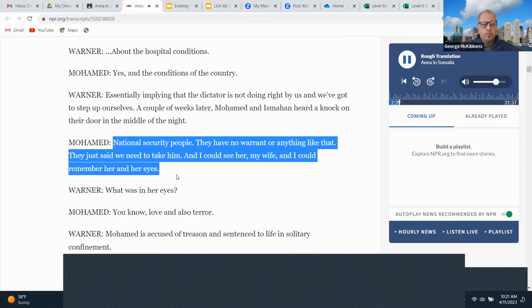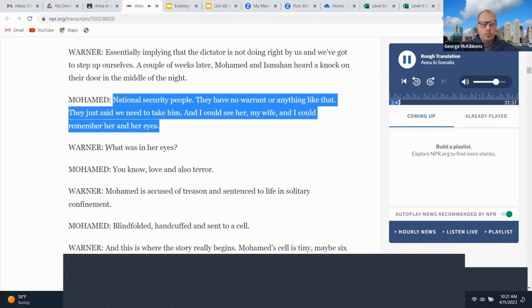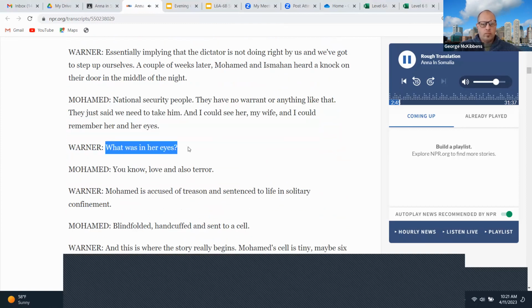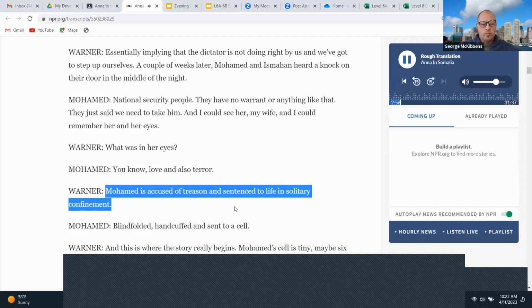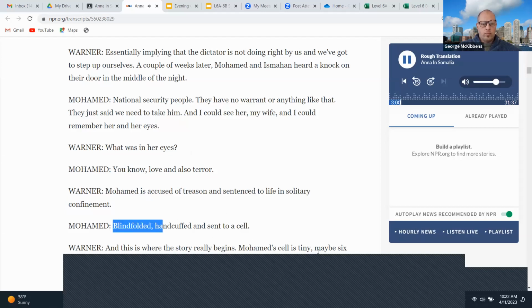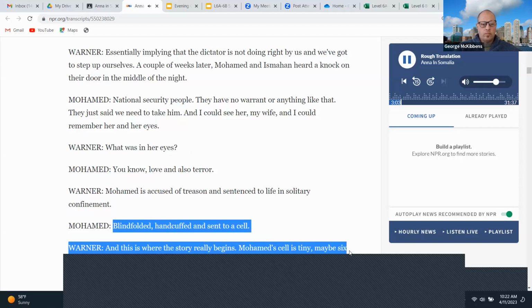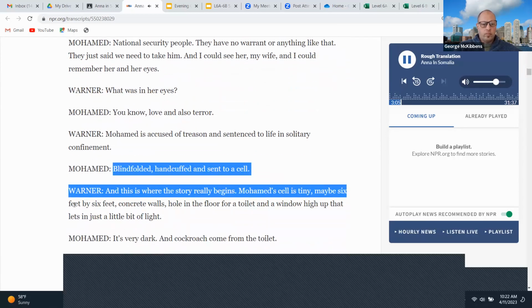And I could see her, my wife, and I remember her in her eyes. What was in her eyes? Love, but also terror. Mohammed is accused of treason and sentenced to life in solitary confinement. Blindfolded, handcuffed, and sent to a cell. And this is where the story really begins.